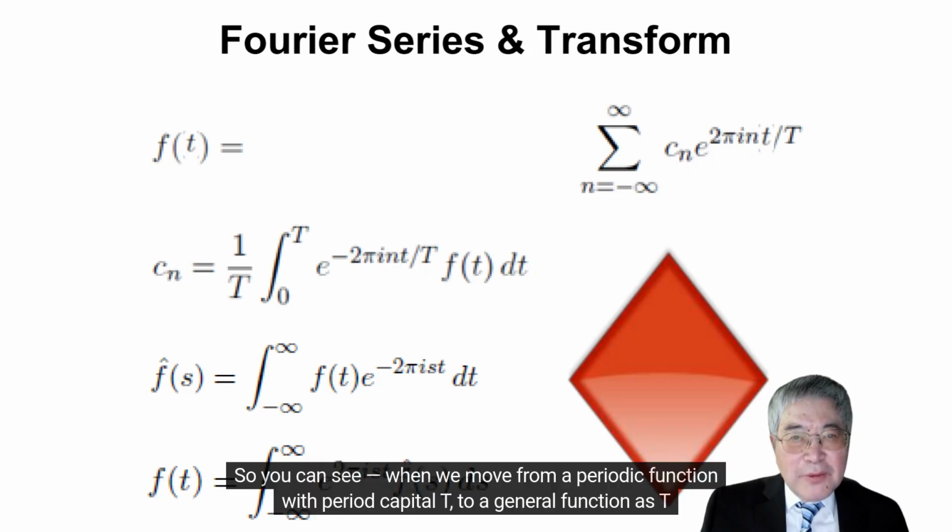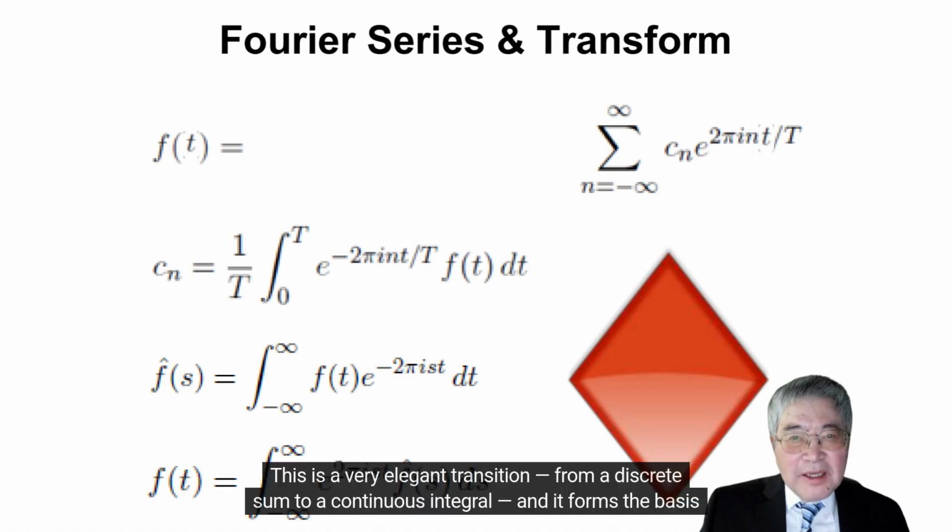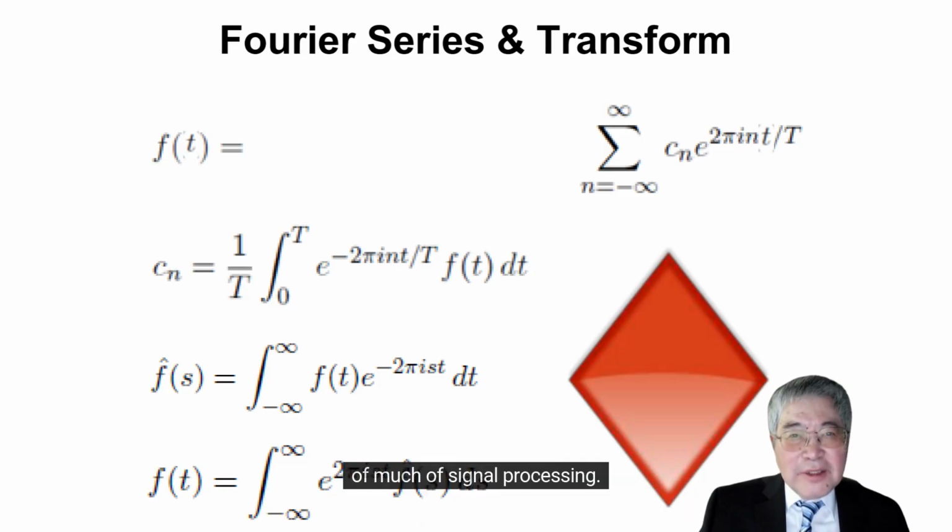So you can see, when we move from a periodic function with period capital T to a general function as T approaches infinity, the Fourier series becomes the Fourier transform. This is a very elegant transition from a discrete sum to a continuous integral, and it forms the basis of much of signal processing.